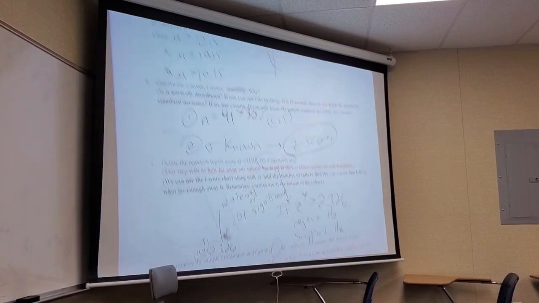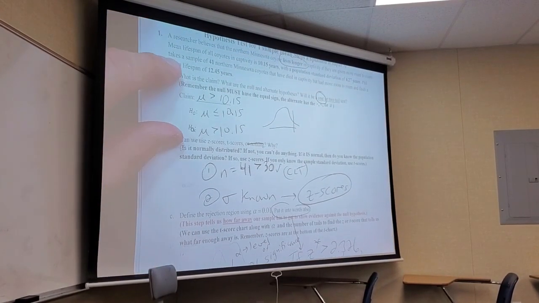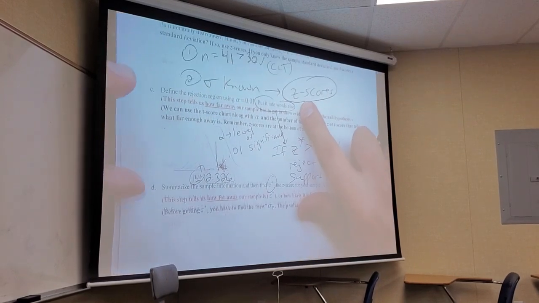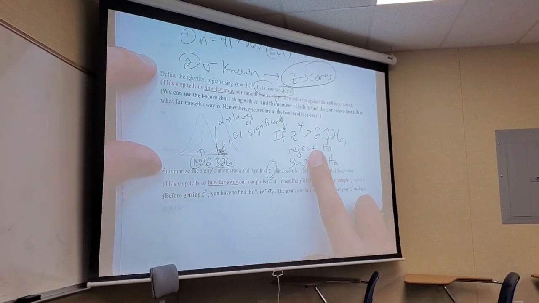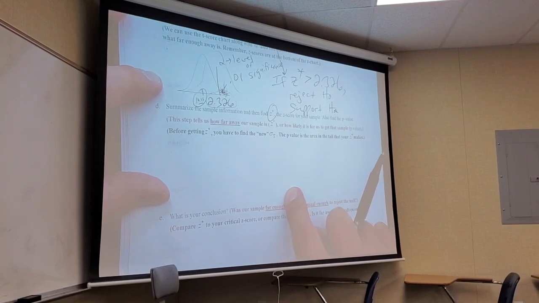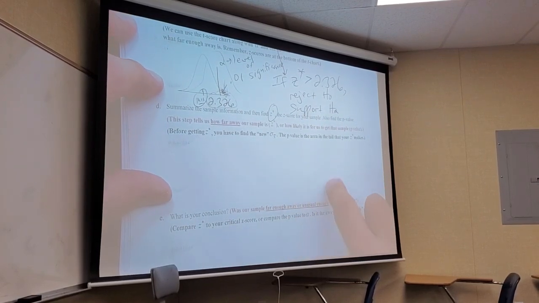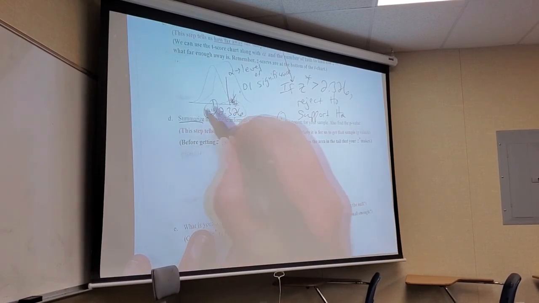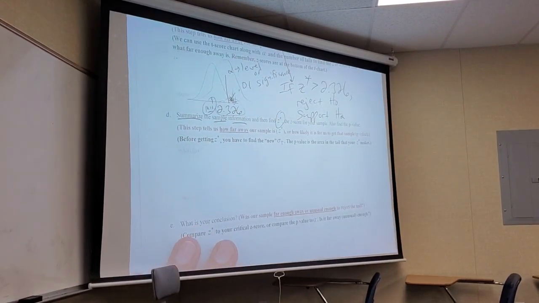So again, what are we talking about? What are we allowed to use to talk about it? Where does evidence start? Did we find enough evidence? So now we can calculate the z-score. And this is another old one. See how I say summarize the sample information?